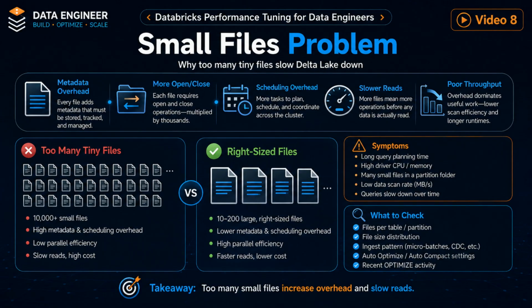What should you check? Look at the number of files per table or partition, the file size distribution, ingest patterns, auto-optimize settings, and recent optimize activity. Too many small files increase overhead and slow reads.